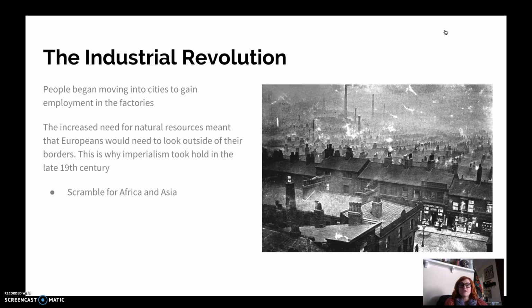So because all the factories were in the cities, people started to move from the countryside to the cities, which we call urbanization. We're going to talk about that a lot more next unit because next unit is about urban geography. So this is a picture of Manchester during the Industrial Revolution. It quickly became really, really crowded.